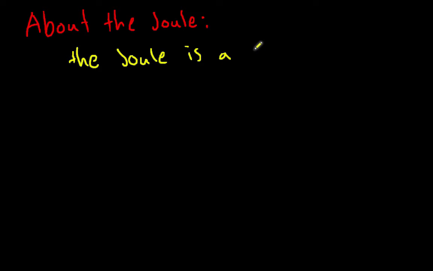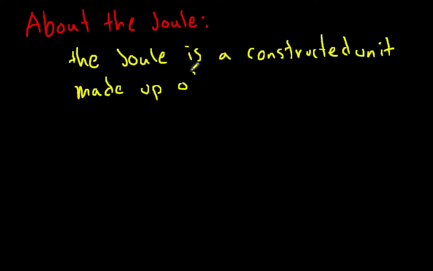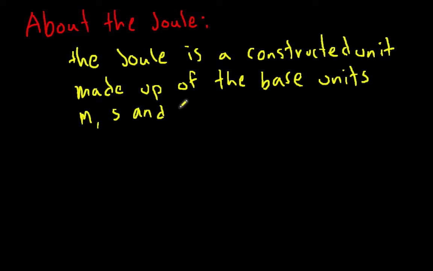Before we finish, we need to make a quick note about the joule. The joule is a metric unit in that you can put prefixes on it, like kilojoules and centijoules and decijoules, but the joule is actually just a constructed unit. It's made from the base units, meters, seconds, and kilograms.